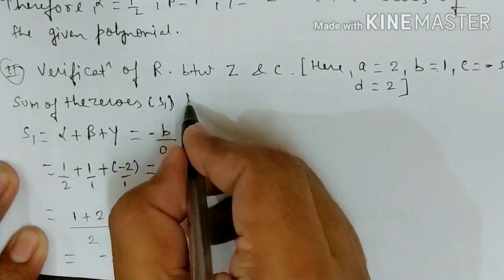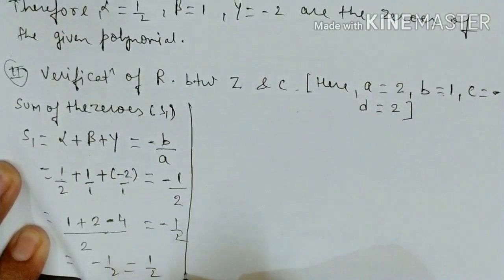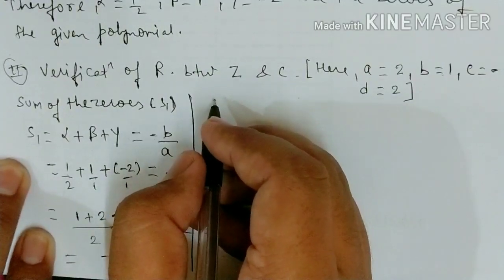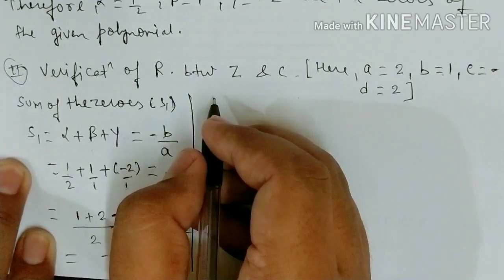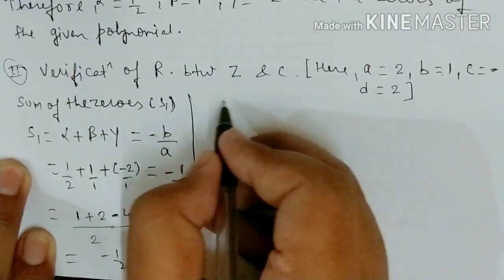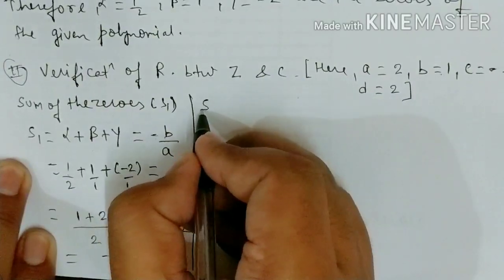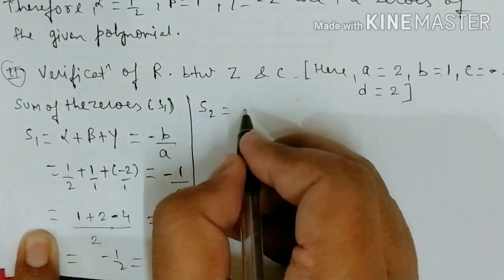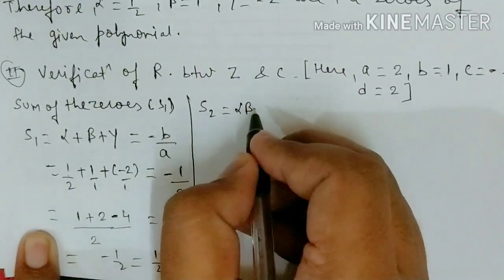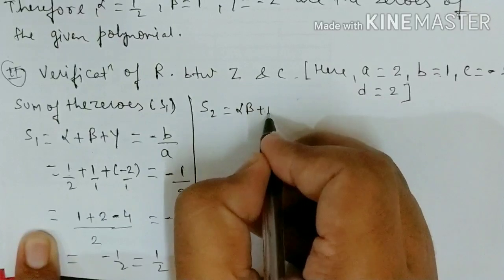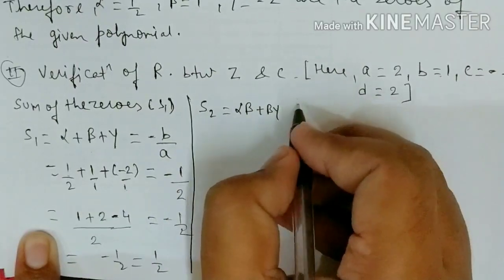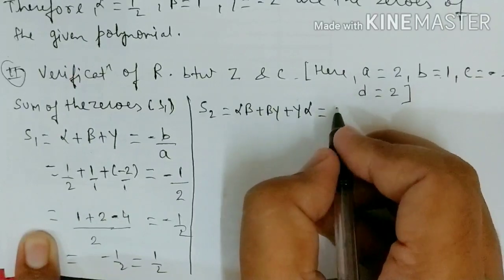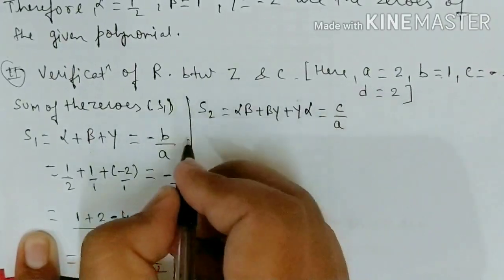In the same way, next I will be verifying for S2. S2 is the sum of the product of zeros. So write it here. I am directly writing S2. Clear? S2. What is S2? Alpha into beta plus beta into gamma plus gamma into alpha, which is equal to C by A.